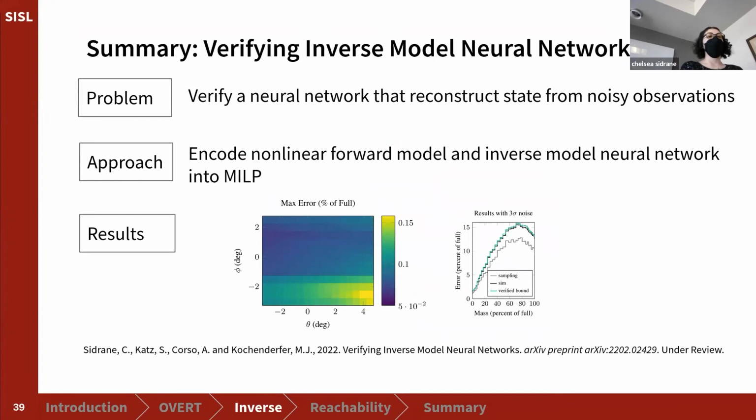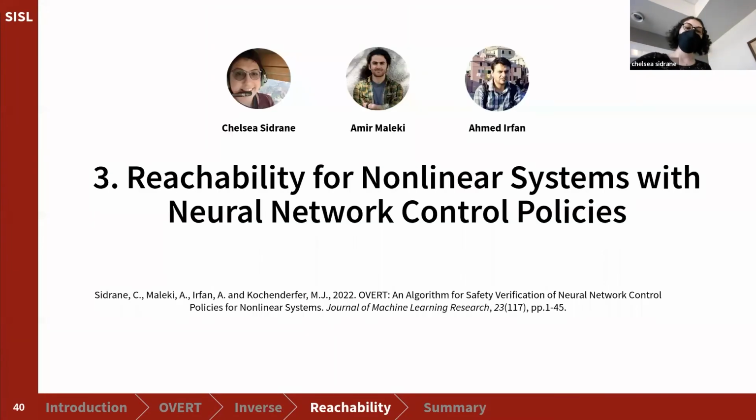So to summarize, our goal was to verify a neural network that reconstructs state from a set of noisy observations. Our approach was to encode the nonlinear forward model and the inverse model into a mixed integer linear program. And this is a summary of the type of results that we can produce. Next, I'm going to talk about using OVERT to perform reachability for nonlinear systems with neural network control policies.